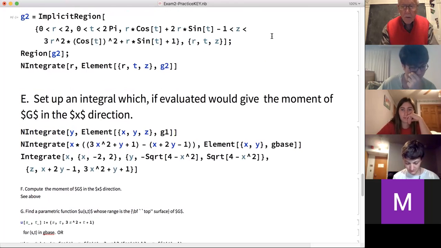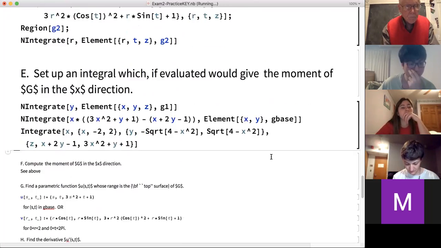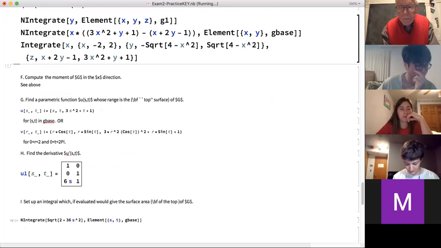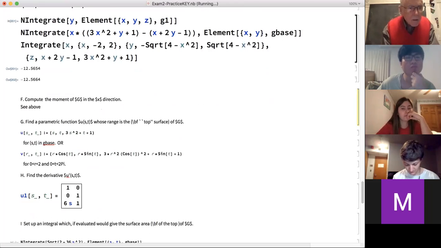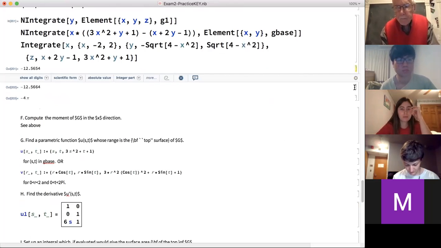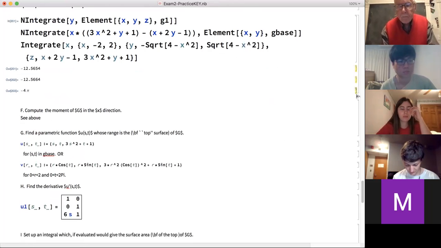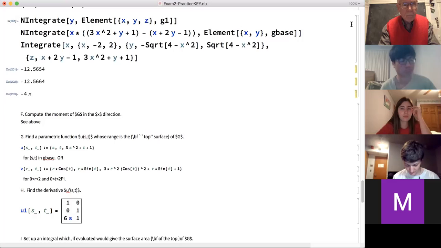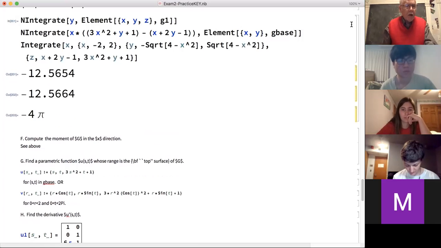I think I have to enter all of these to make it happen. And in the last one, I'm integrating the last one. Let's see what we get here. Minus 12.56, or minus 4 pi.